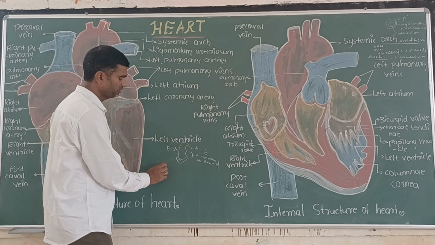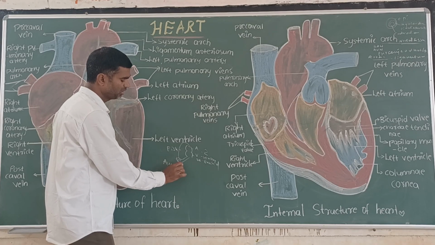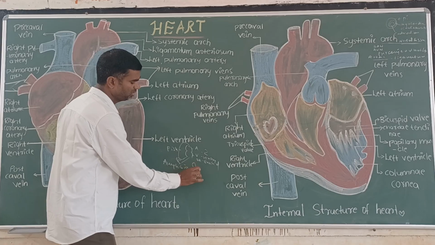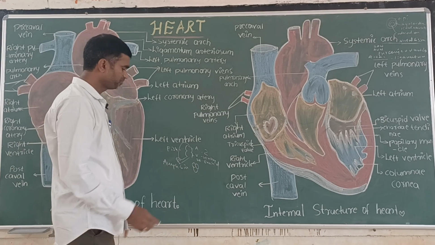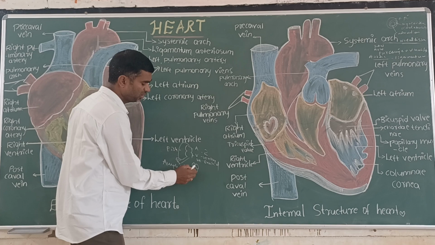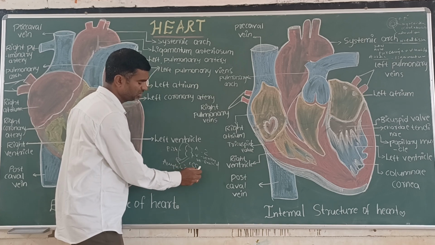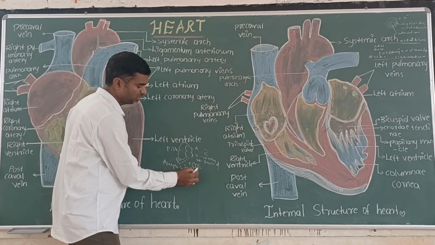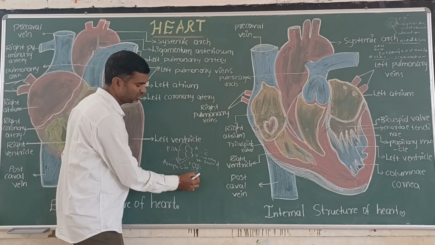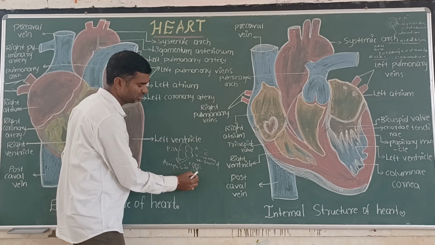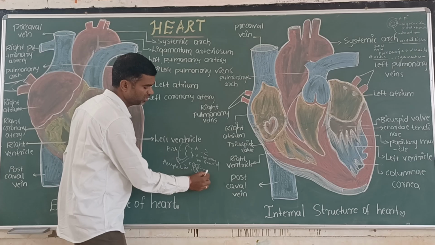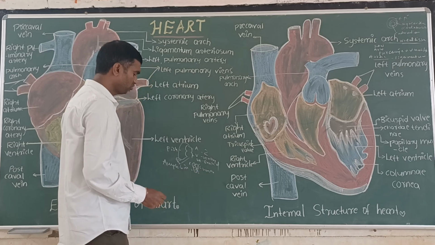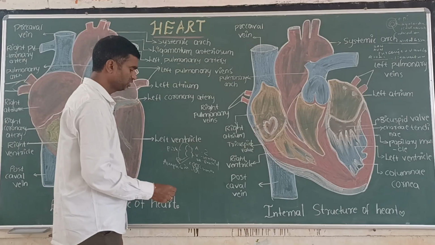And next, amphibians have two atria and one ventricle. Here is the right atrium, the left atrium, and the common ventricle. Oxygenated blood is received from the left atrium into the ventricle, and deoxygenated blood comes from the right atrium. So it mixes in the ventricle. That's why here also the blood is called venous blood. So a three-chambered heart is present in amphibians.